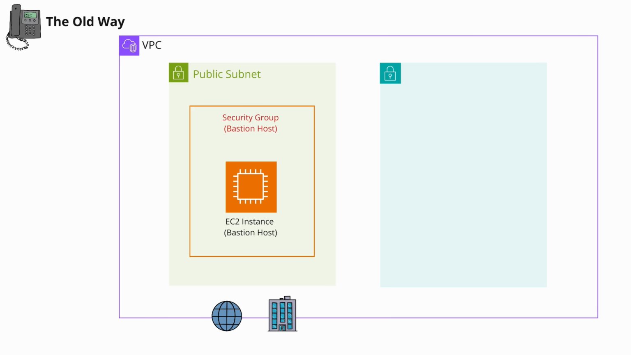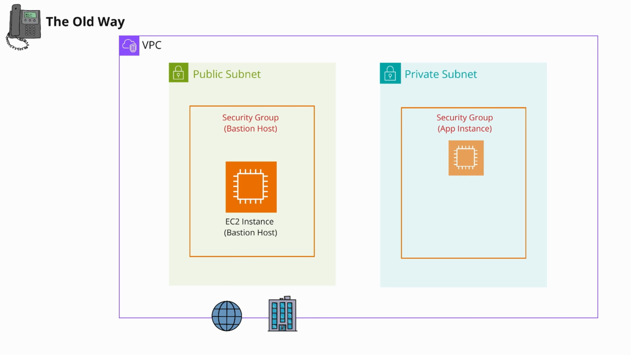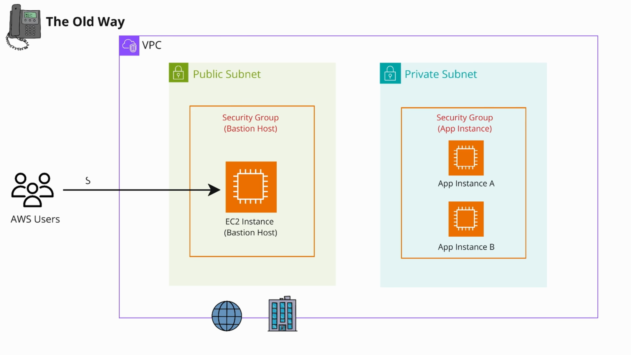Our applications run safely in private subnets. App instances have their own lockdown security group. Here's App Instance A and App Instance B. Engineers connect from their laptops or the office network. They first SSH to the Bastion over port 22. Then they hop from the Bastion to each private instance.